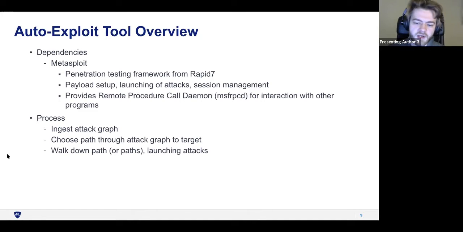The process here again is we ingest the attack graph, we walk down the different paths in the graph, we look at every node, and we try to decide if it's true and if it's part of an attack. If it is, then we actually try to execute that attack. If we're successful, that means the attack graph is correct. If we're not successful, that means we need to go back to the drawing board.